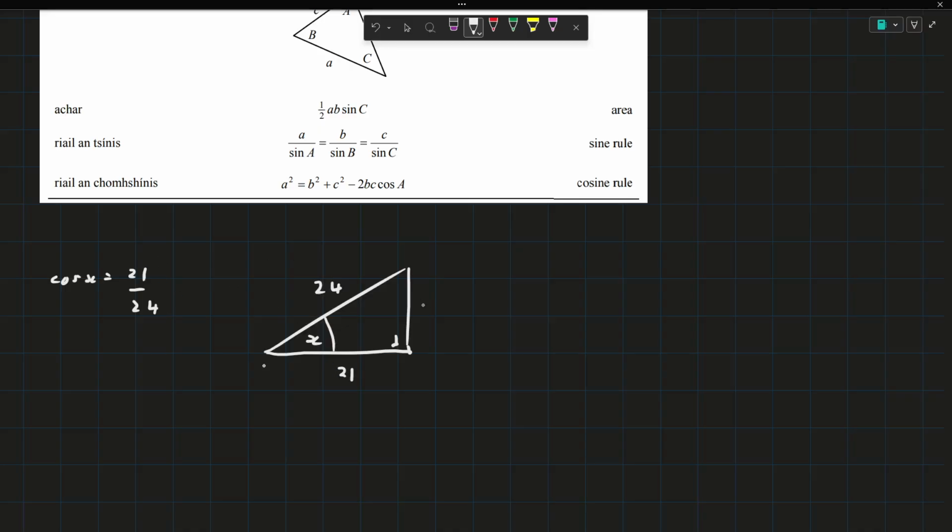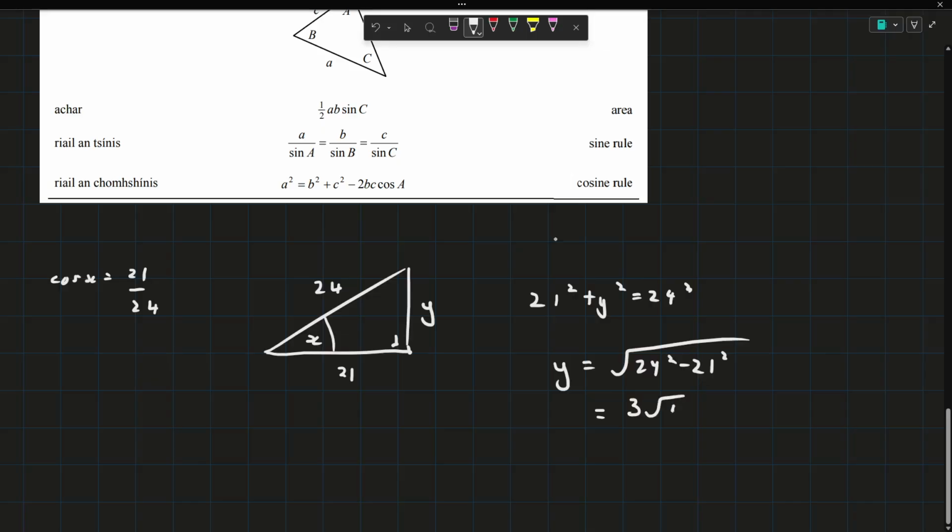Let's figure out what this side is. Let's just call it y. So we know that 21 squared plus y squared will be equal to 24 squared. So y will be the square root of 24 squared minus 21 squared. You can put that into your calculator and you'll get 3 root 15. So y is 3 root 15.